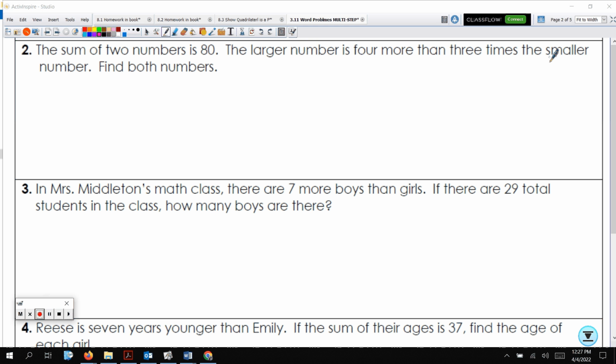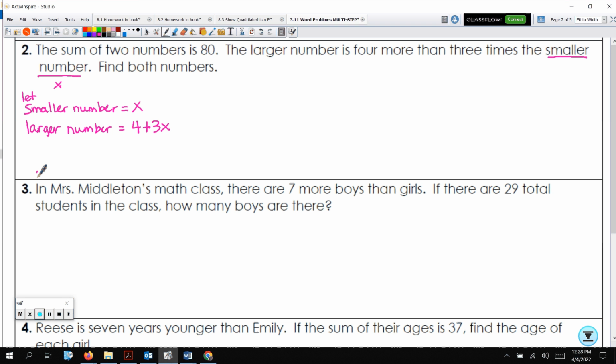So in this sentence is where I'm going to get my variables. The smaller number is the last thing mentioned. That's going to be x. So let smaller number equal x. And then we reread that sentence. Once we find x and reread it, the larger number is 4 more than 3 times the smaller. Well, 4 more means I'm adding. The larger number is going to be 4 more than 3 times. That's just 3x.